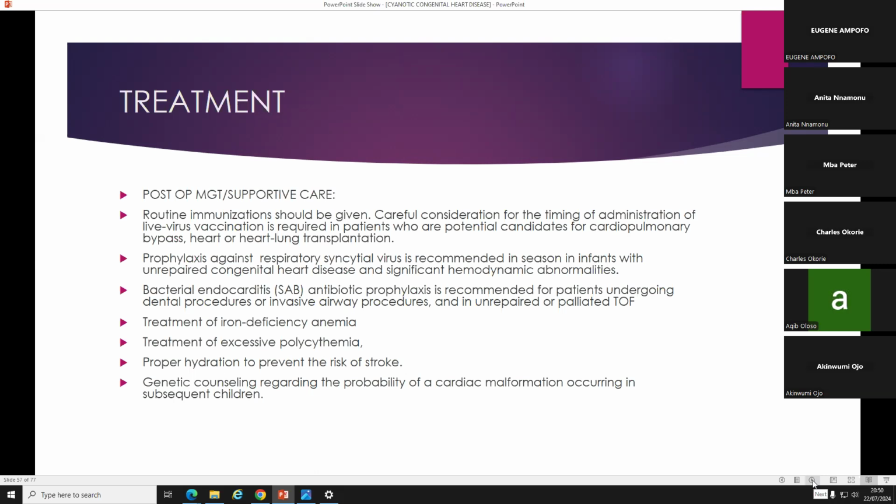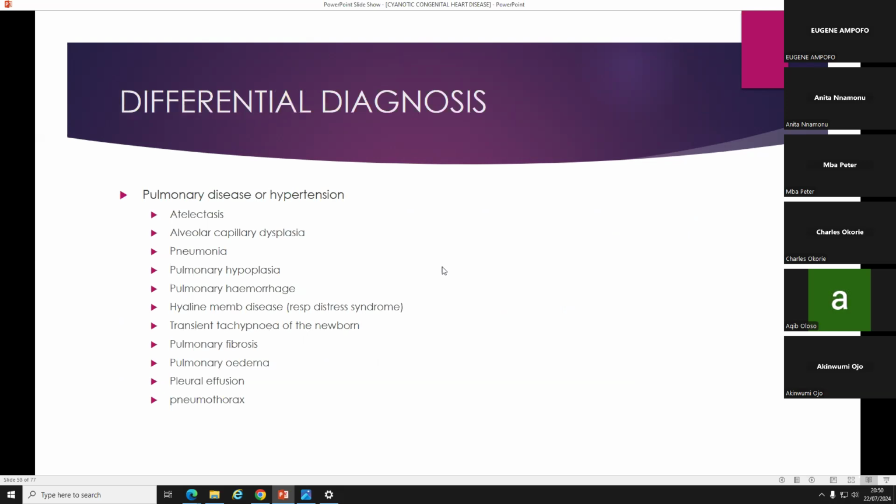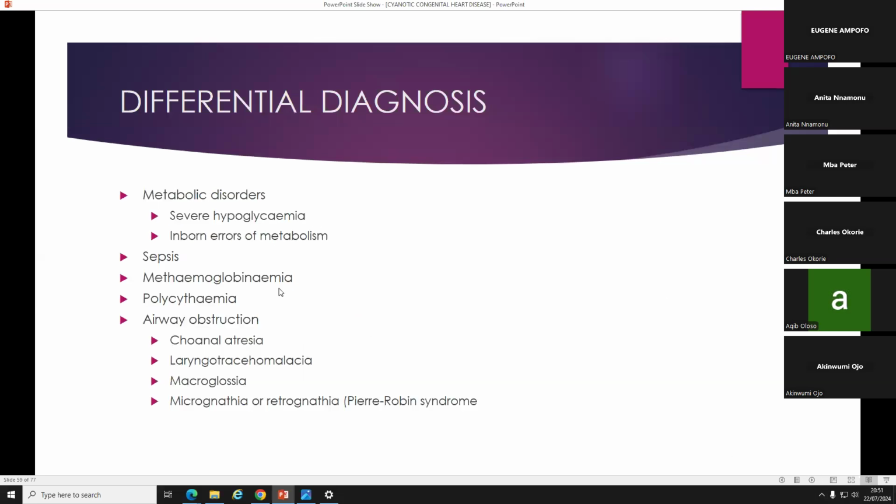There's no evidence that strenuous exertion is beneficial in these groups of individuals. For differential diagnosis, pulmonary disease is a very close differential, ranging from atelectasis to pneumothorax, transient tachypnea of the newborn. Any one of these can present with cyanosis, including pneumonia. Metabolic disorders, severe hypoglycemia, yes, they can present with cyanosis, sepsis from any cause, polycythemia, airway obstruction, large airway obstruction. They could just have airway abnormalities and they are cyanosed.